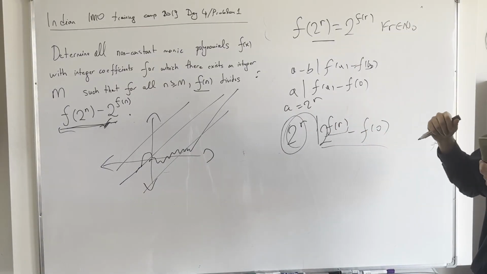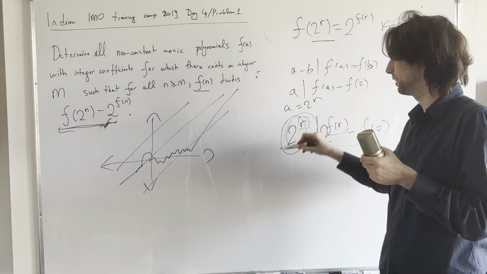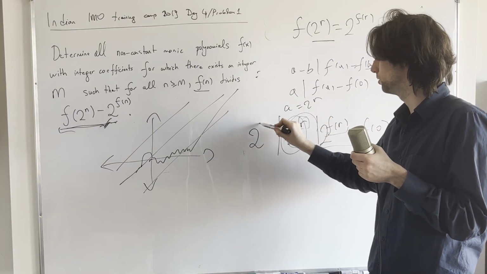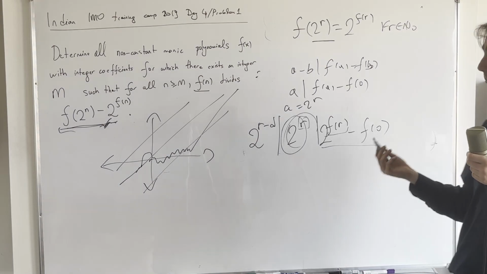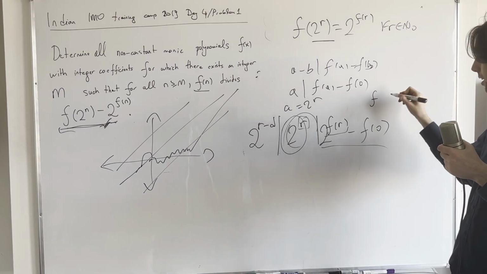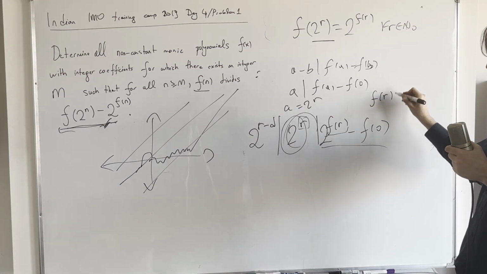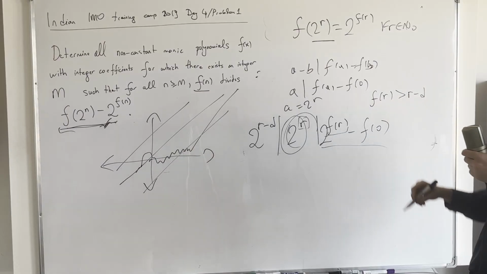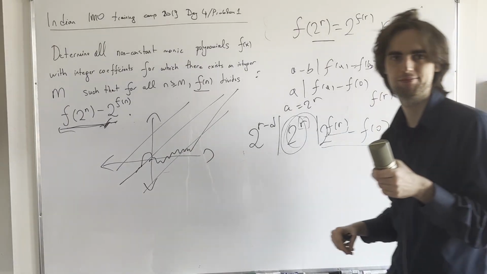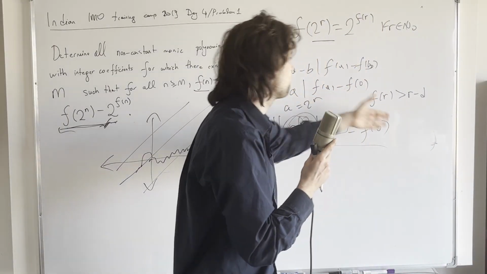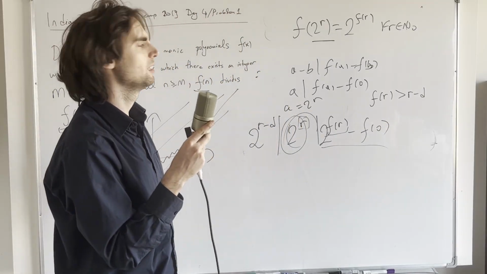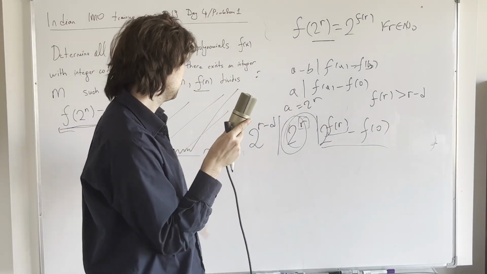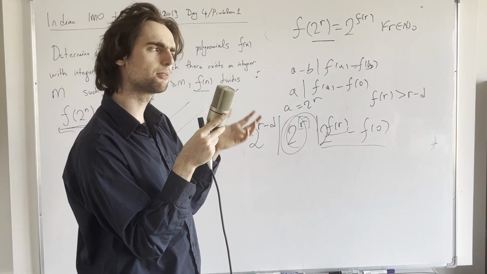Which in turn means that we will be able to get this thing, maybe this is divided by some 2 to the r minus some d. We'll definitely be able to take an r such that f of r is greater than r minus d for some constant d. Right? Such a constant definitely exists in our polynomial. And what would this constant have to be?